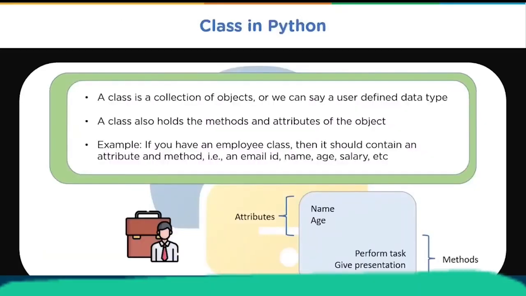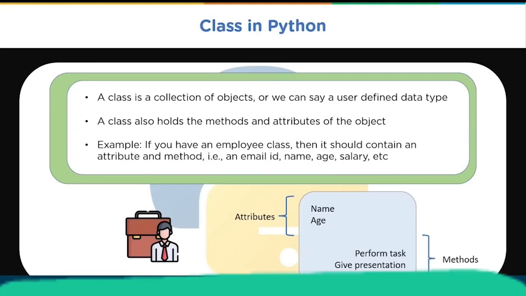Now, what is a class? A class is nothing but a collection of objects, or we can say a user defined data type, right? So basically, it's a complex data type which has a collection of objects, and within the objects, you have primitive data types like int, string, float, etc. So a class also holds the methods, the functions which basically perform operations on these objects, right? And it also holds on to the attributes of the objects.